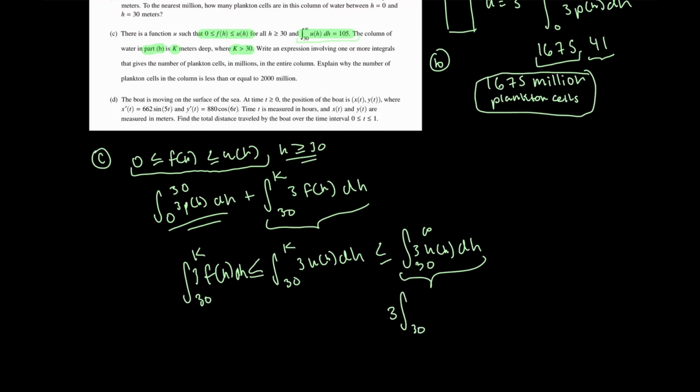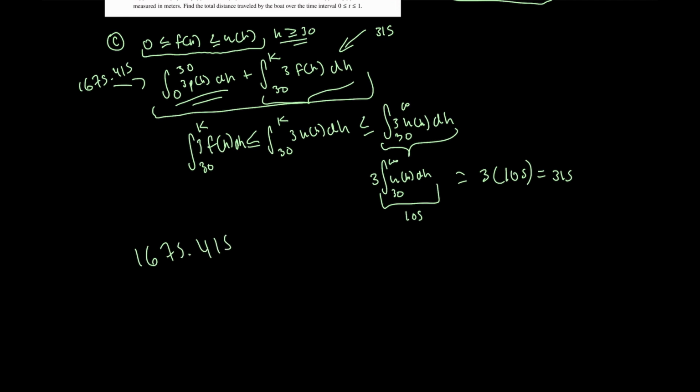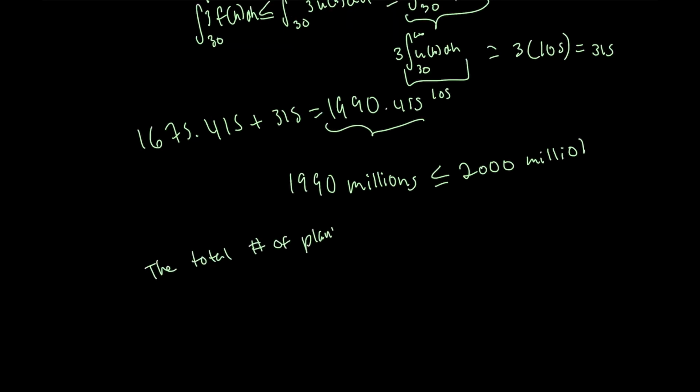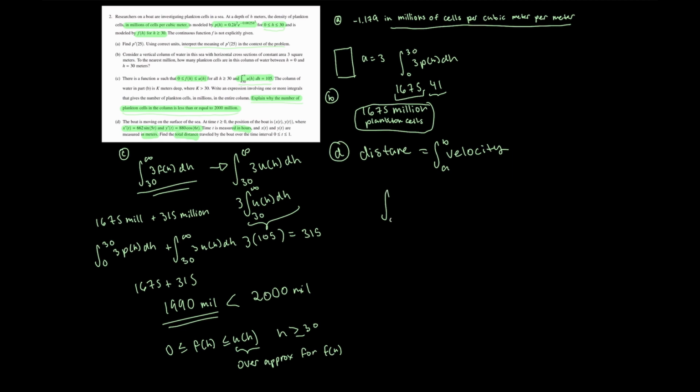So we can evaluate the integral from 30 to infinity of 3u of h. And for this integral, the problem states that the integral from 30 to infinity of u of h is equal to 105. So we just multiply this integral by 3, and then we get 315. And then we can add 315 to our previous answer of 1675 to get 1,990 million. Because we know that this number is an over-approximation, we know that the total number of plankton cells is bounded by 1,990 million plankton cells, so therefore the number of plankton cells must be less than or equal to 2,000 million plankton cells. Now we can move on to part D.